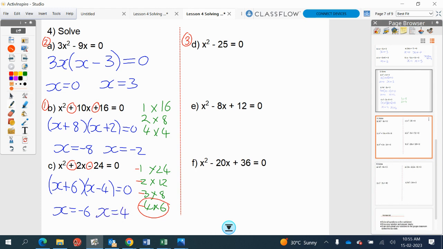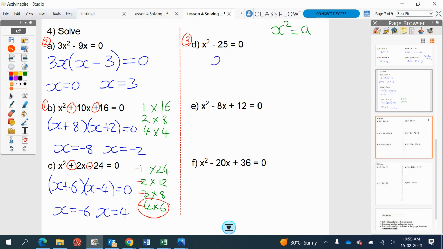Our third type of equation, D, x squared minus 25 is equal to 0. We want to aim to rearrange this equation into the characteristic form of x squared is equal to a. And then we can solve with square roots.